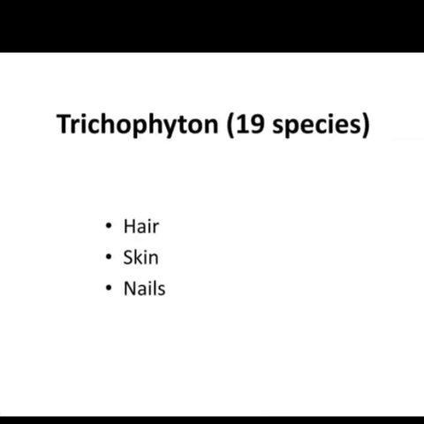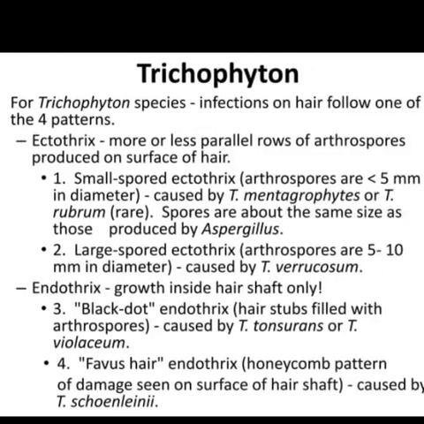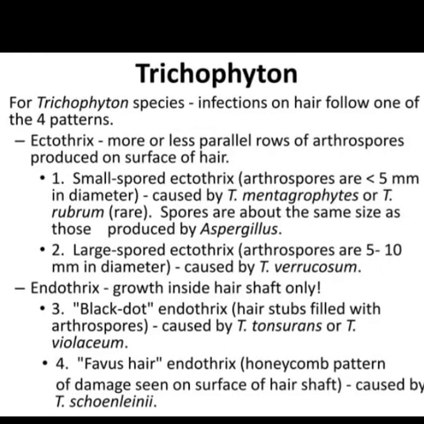Trichophyton, which comprises 19 species, affects hair, skin and nails. For Trichophyton species, infections of the hair follow one of four patterns. Ectothrix: more or less parallel rows of arthrospores produced on the surface of the hair. Small-spored ectothrix, less than 5 micrometers in diameter, is caused by Trichophyton mentagrophytes or T. rubrum. Spores are about the same size as those produced by Aspergillus. Large-spored ectothrix is caused by T. verrucosum. Endothrix is growth inside the hair shaft only.